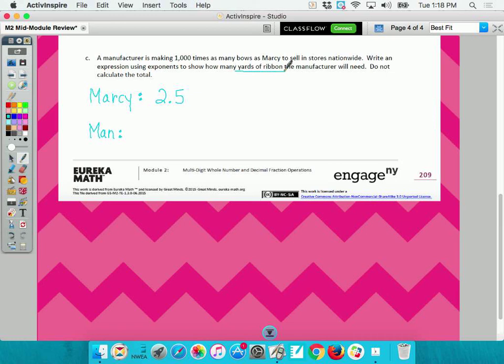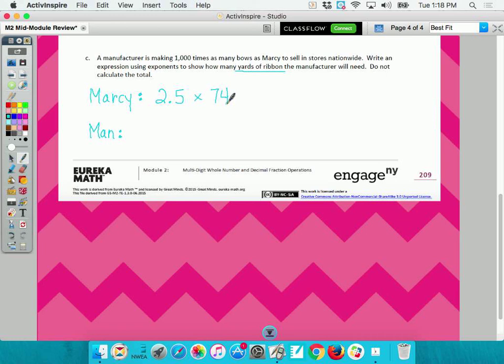Okay, so 2.5 yards times how many bows did Marcy make? 1,000. No, that's the manufacturer. 75. You're close. 74. Oh, wait. So that's Marcy: 2.5 yards for 74 bows. If the manufacturer wants to make that many times 1,000, what's the only thing I need to add? I'm going to have 3 numbers in my problem.